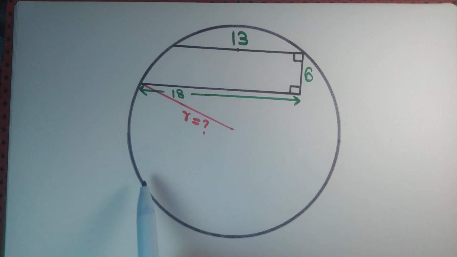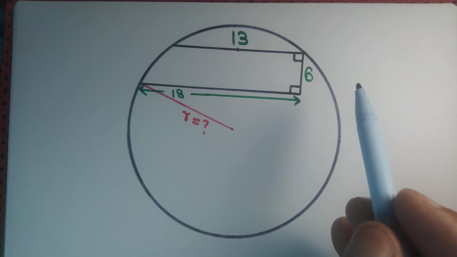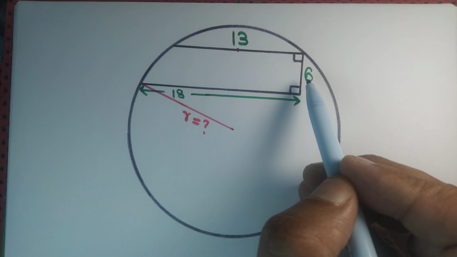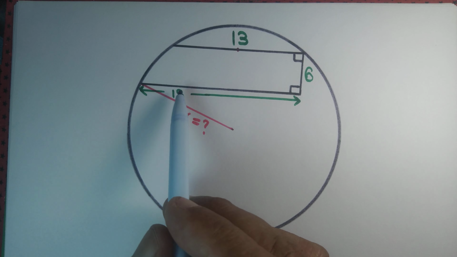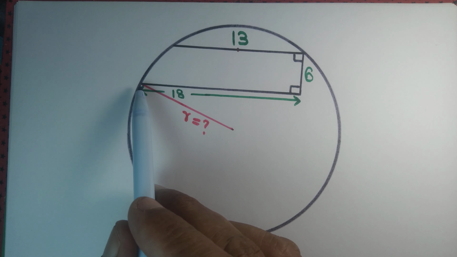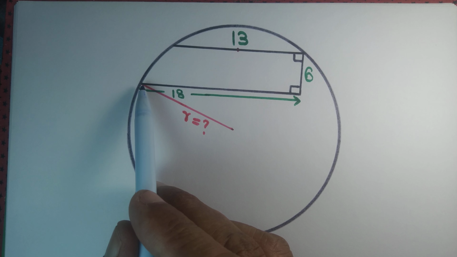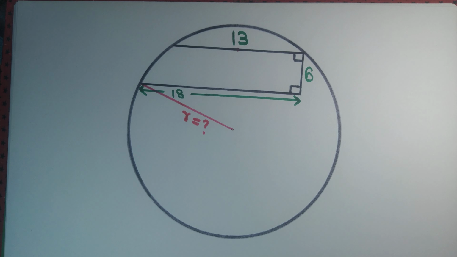We are given a circle and two line segments that are parallel to each other. The distance between those two line segments is 6 units, and one of the line segments is a chord of the circle. The other line segment has a length equal to 18 units, and one of its endpoints lies on the circumference of the circle. We want to determine the radius of the circle. Can we do it? Of course yes, let's do it.